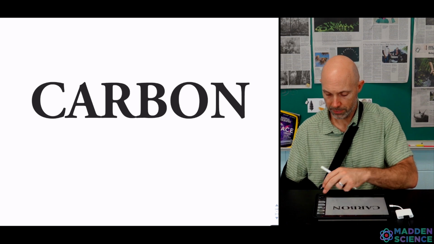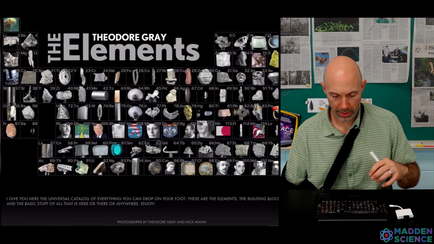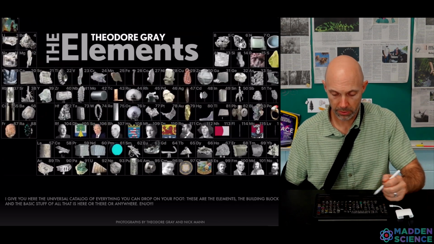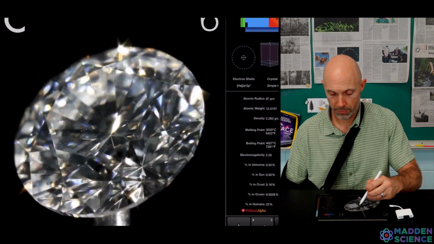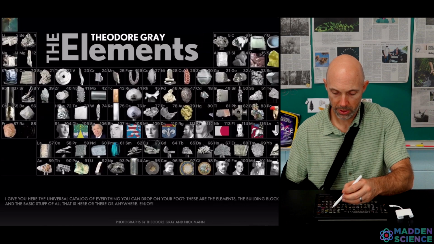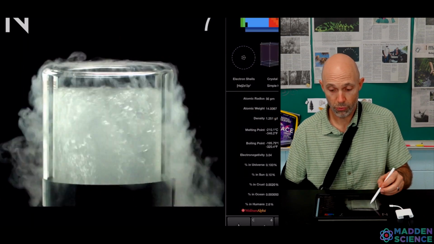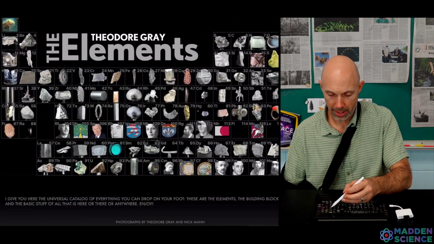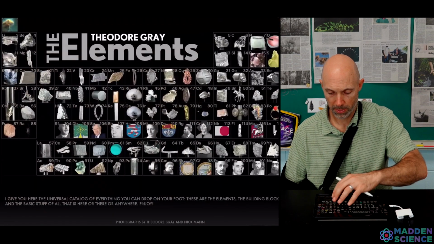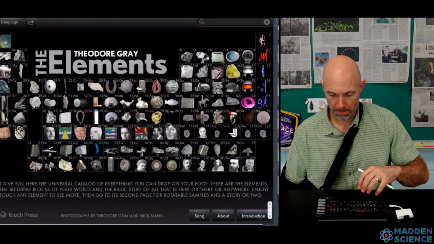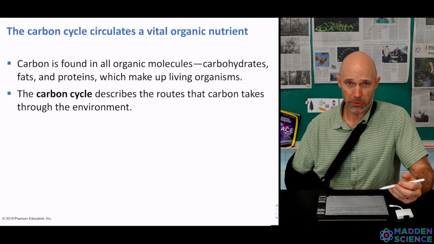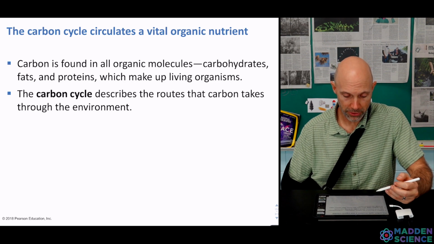Moving on to carbon. So again, we can look at our elements over here. We started with water as a molecule. Now we're into carbon. We'll get into nitrogen, and end with phosphorus. Here's carbon. Carbon and its cycle, most important and most related to talking about climate change these days.